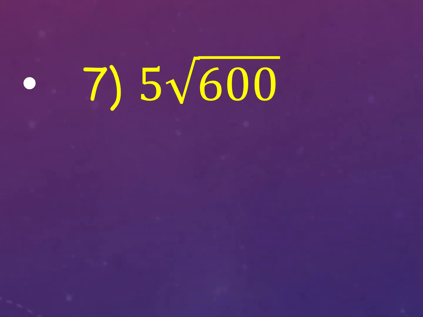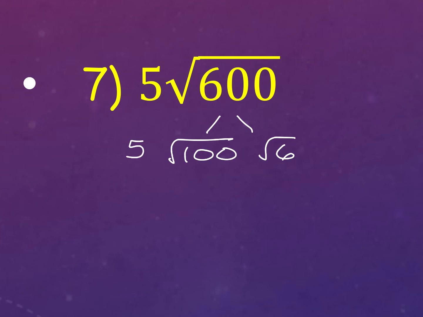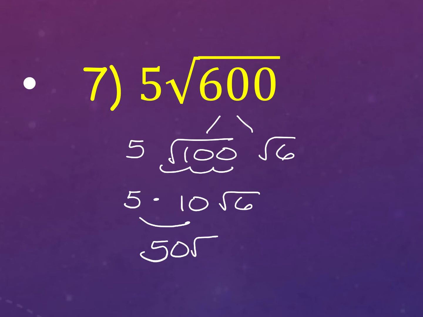Again, lots of factors of 600, but I'm going to again try to find the largest perfect square, and that's going to be 100. So I'm going to break 600 into 100 times 6. Now, again, if you're not sure and you want to break down the 100, you could keep factoring that as well. But again, if you're good, this would become 10. 6 stays underneath. Can't break it. You can break it down, but there wouldn't be any perfect squares hiding. And we would get 50 square root 6.